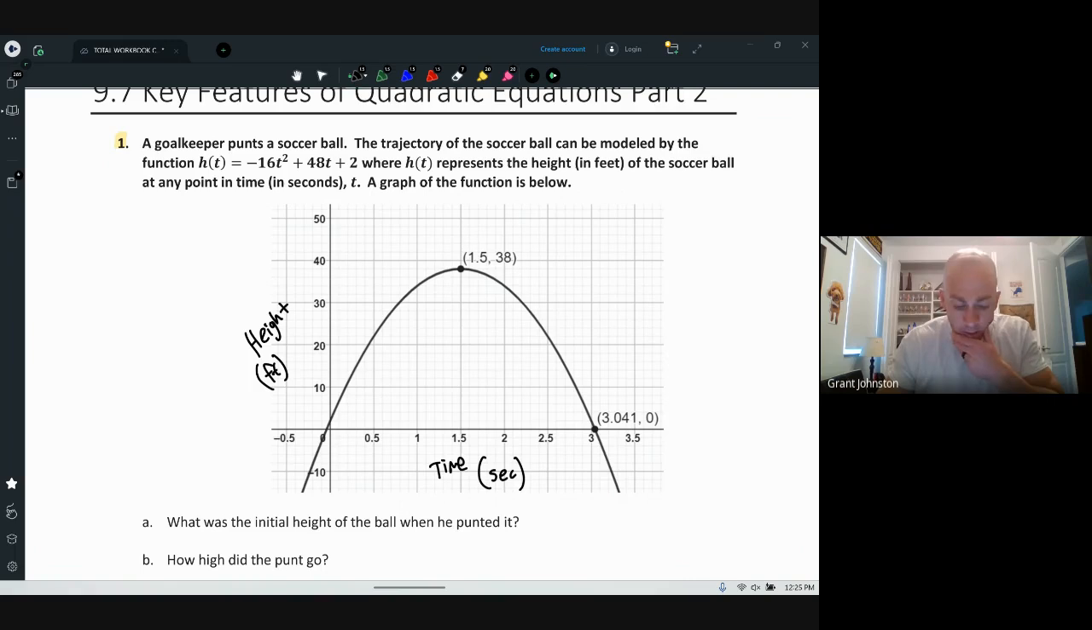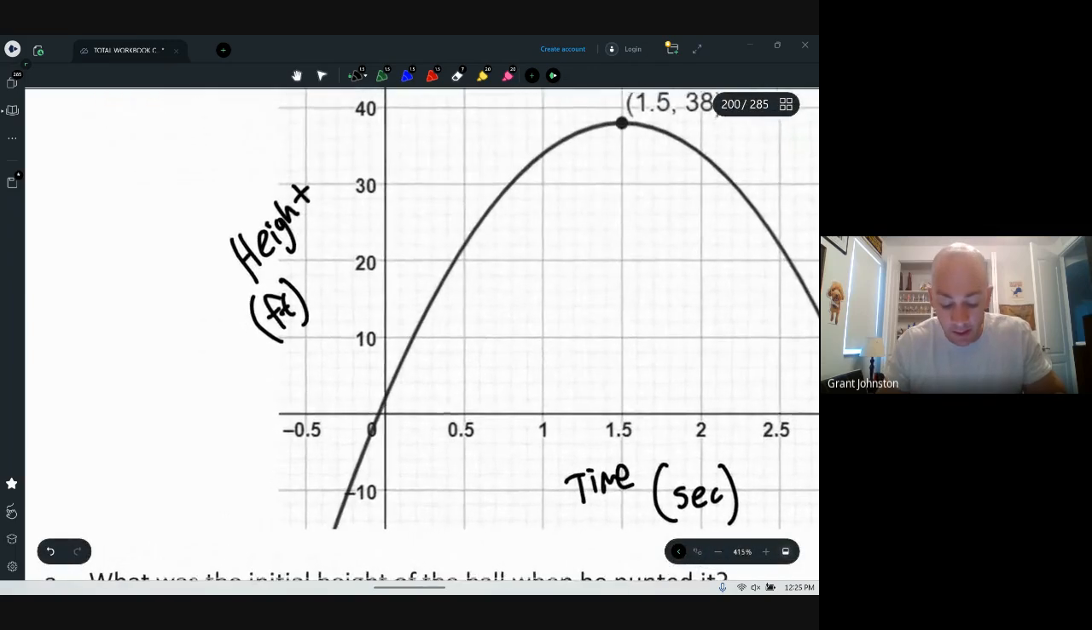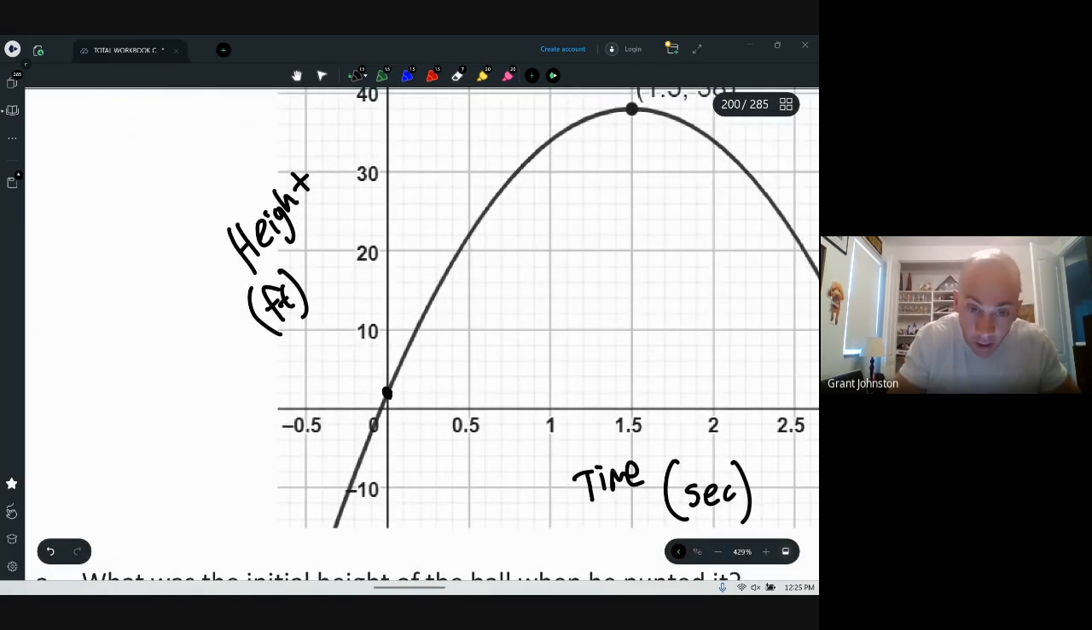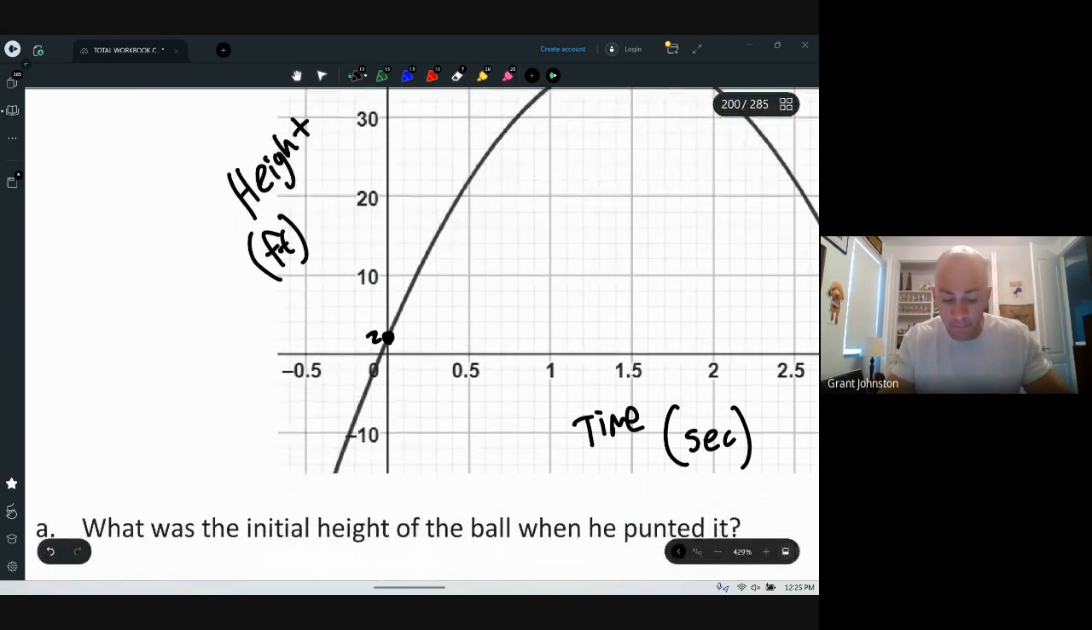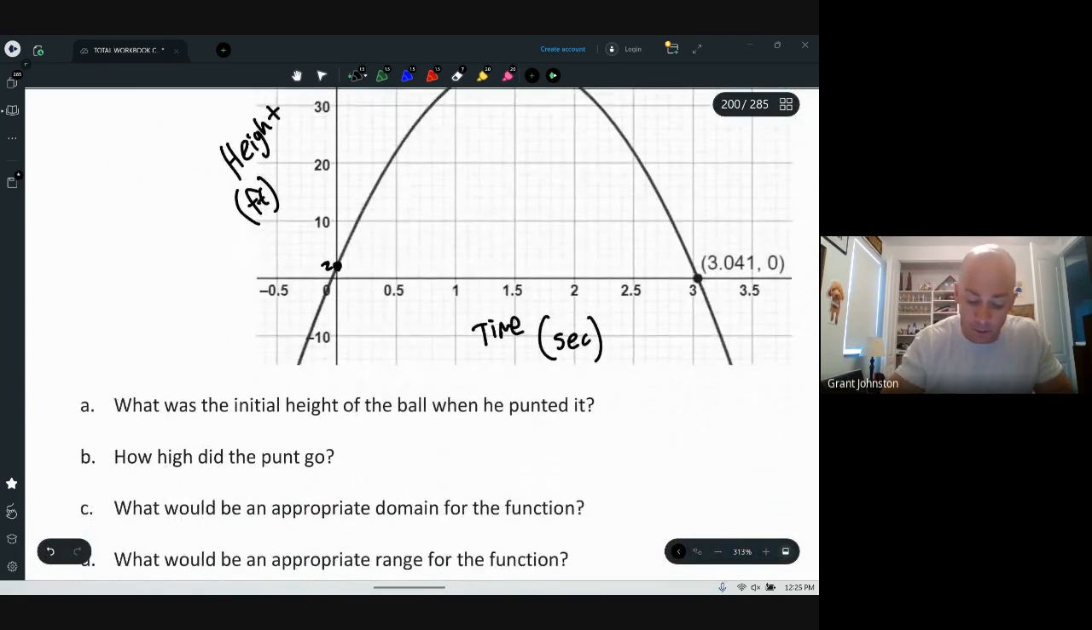Okay. So it asks, what was the initial height of the ball when he punted it? Okay, so that's referring to that y-intercept, like right at time 0, what's the initial height? So I'm going to zoom in here. It looks right here, which if this is 10 and there's 5 lengths, that would be 2. So the initial height of the ball when he punted it was 2 feet.